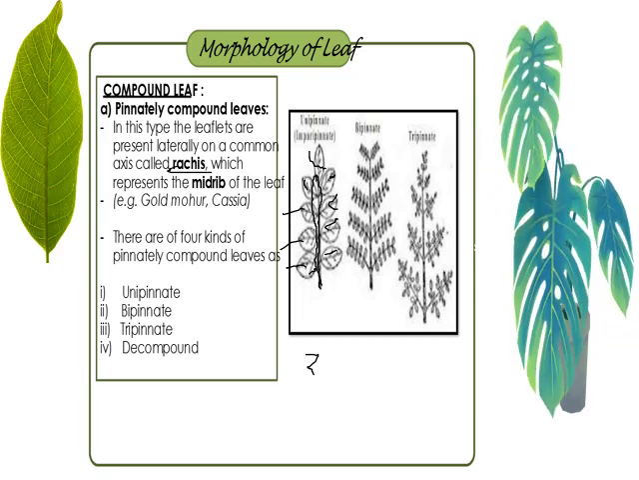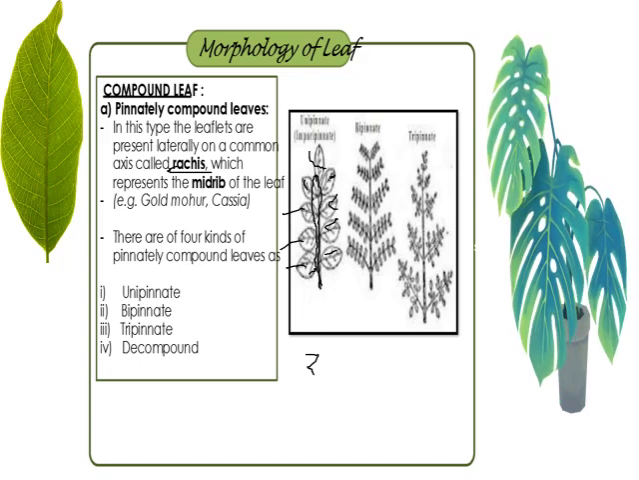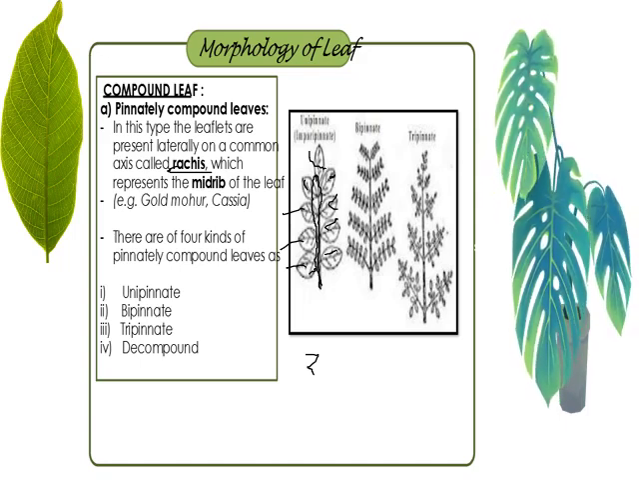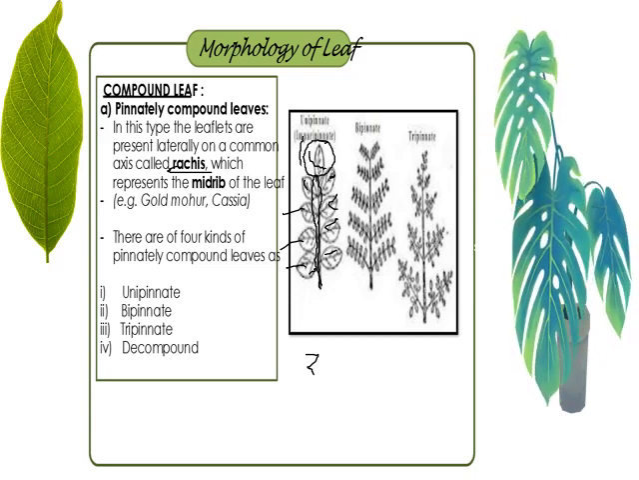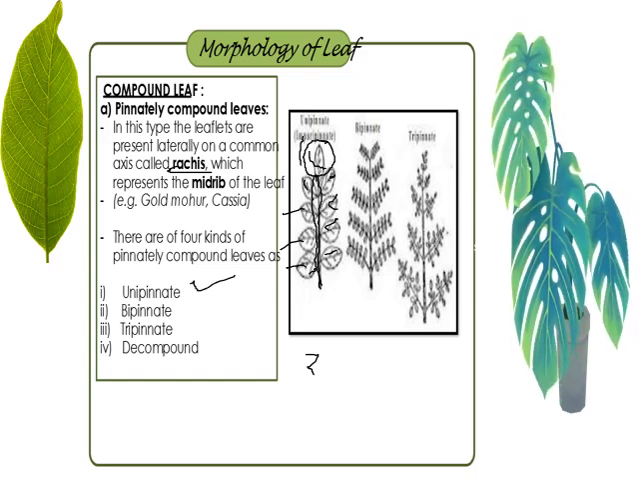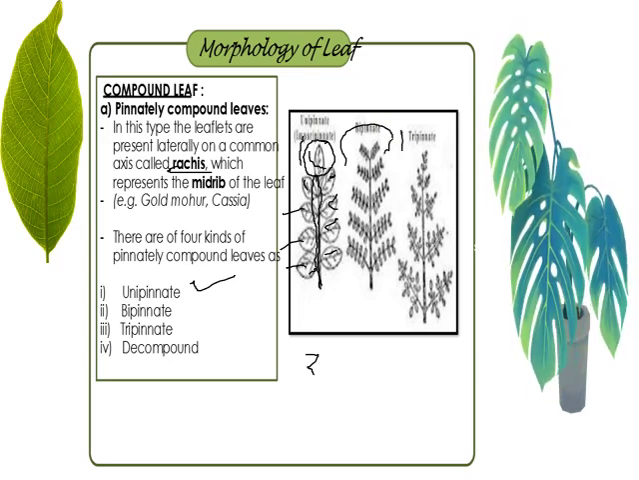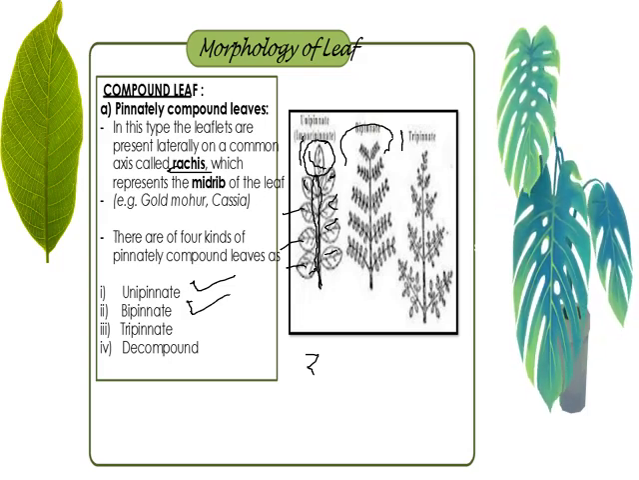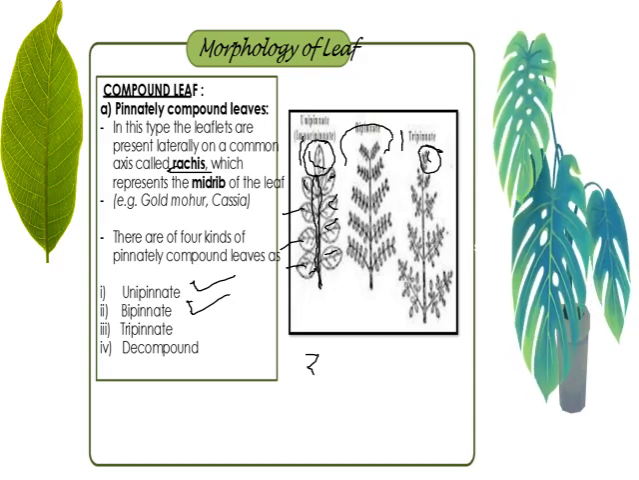It is further classified into unipinnate, bipinnate, tripinnate, and decompound. A leaf at its tip having a single leaflet or pinna we call unipinnate, and if it possesses two pinnae, then we call it bipinnate, and if it possesses three pinnae or leaflets, then we call it tripinnate.